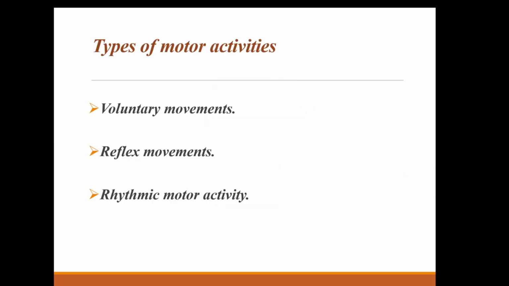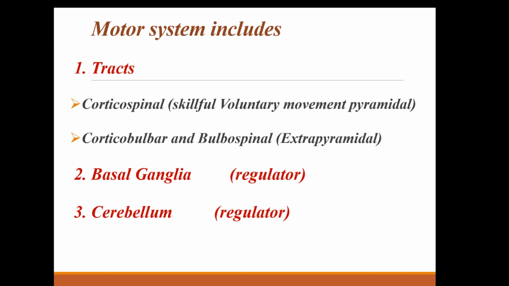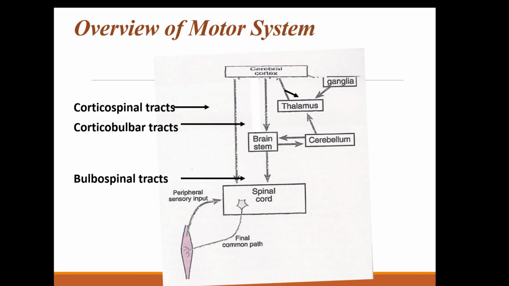The types of motor activities can be classified into 3 movements. The first one is voluntary movements, then we have reflex movements, and then there is rhythmic motor activity. The motor system includes tracts like the corticospinal, which is for skillful voluntary movement and is pyramidal, then the corticobulbar and bulbospinal, which are extrapyramidal. Then there are the basal ganglia, which are regulators, and the cerebellum, which is again a regulator of the motor system.